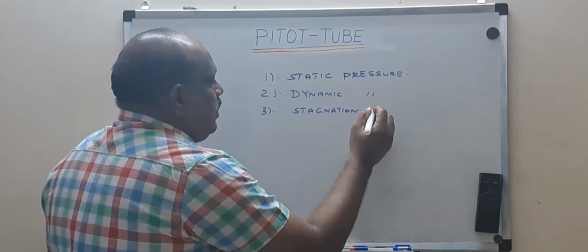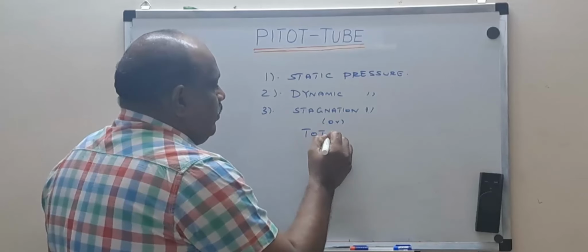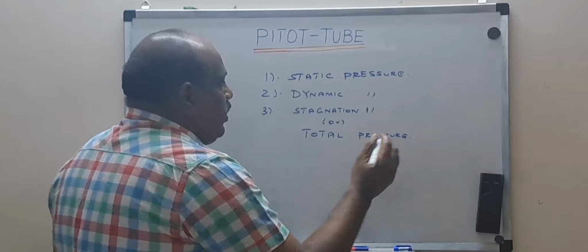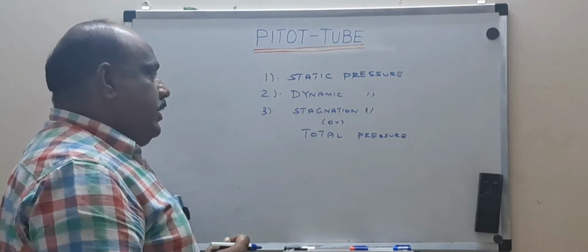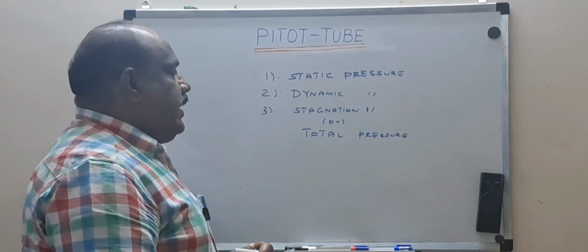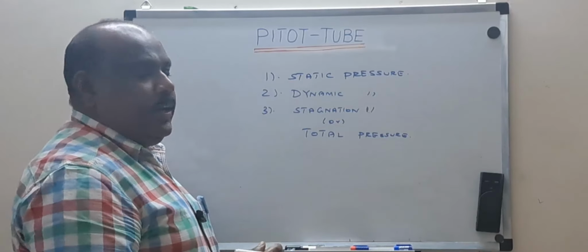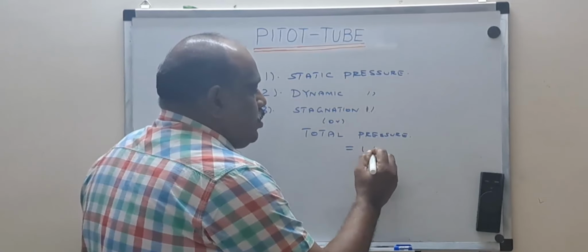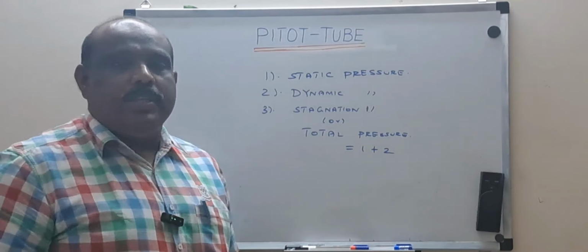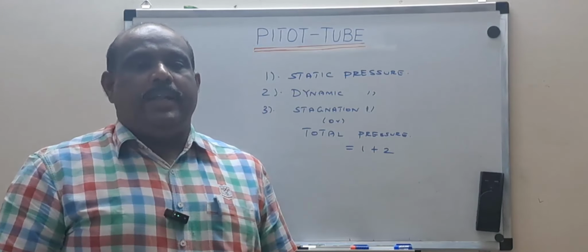Otherwise, this is also called total pressure. So we want to discuss these pressures today. The pressures are static pressure, dynamic pressure, and stagnation pressure or total pressure. When I say total pressure, I hope you got it. The total pressure will be equal to 1 plus 2. What is 1 plus 2? It is the summation of the static pressure and the dynamic pressure. So the stagnation pressure or the total pressure is the summation of the static pressure and the dynamic pressure.